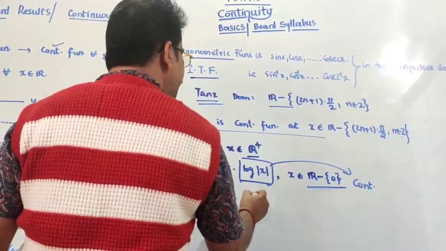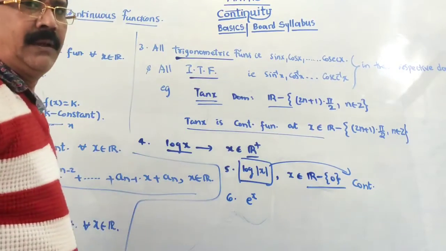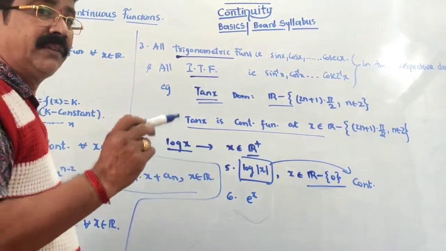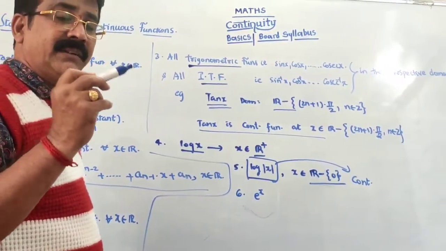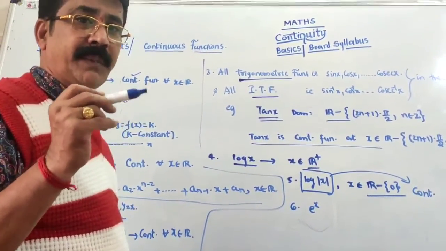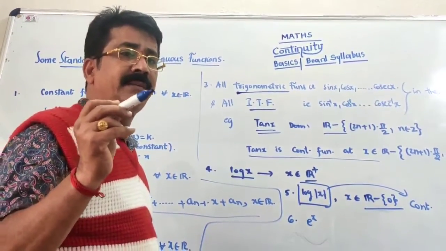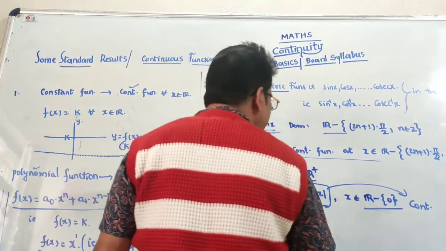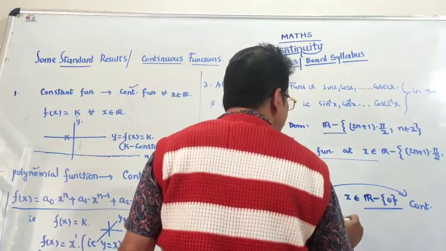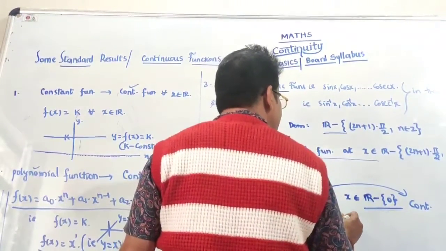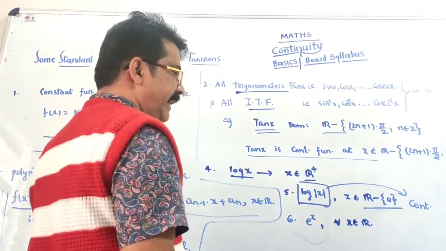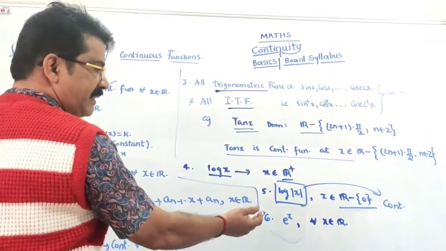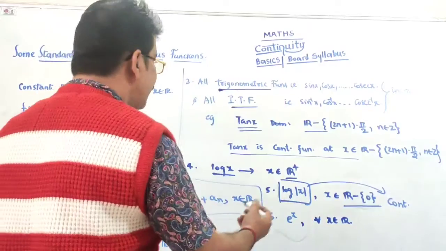Next, exponential function e power x. Only e power x, not e power 1 by x, not e power 1 by x minus e power minus 1 by x divided by e power 1 by x plus e power minus 1 by x. That is not it; only e power x. Exponential function is always a continuous function for all x belongs to any real number. Means at any real number e power x is always a continuous function.